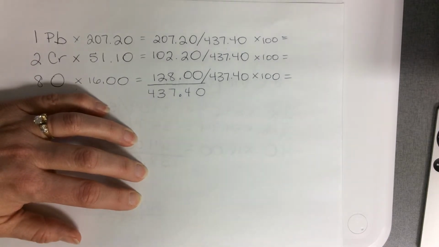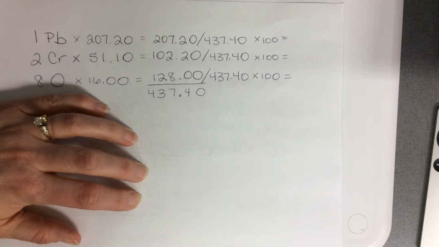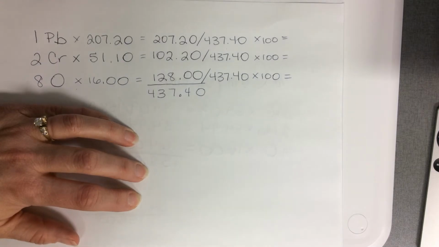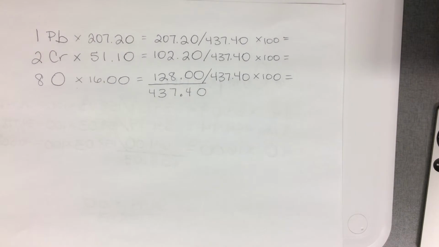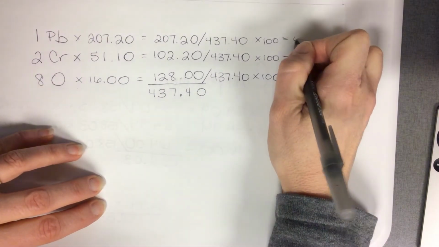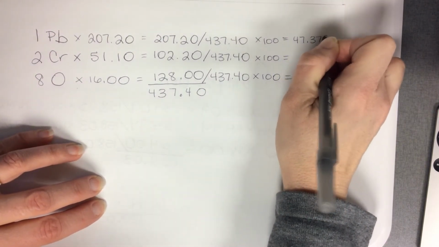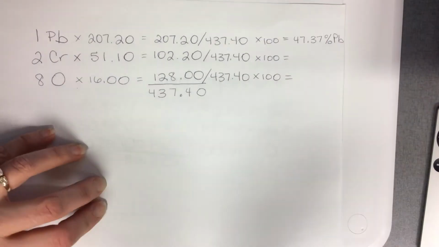Yep. Okay, so all right, Sarah, can you do lead? Deshaun, will you do chromium? And Abigail, will you do oxygen? Everyone agree these are easy? Yeah. Do we have to write this work out on our papers? Yep. 47.37. And that's the percent lead, right?